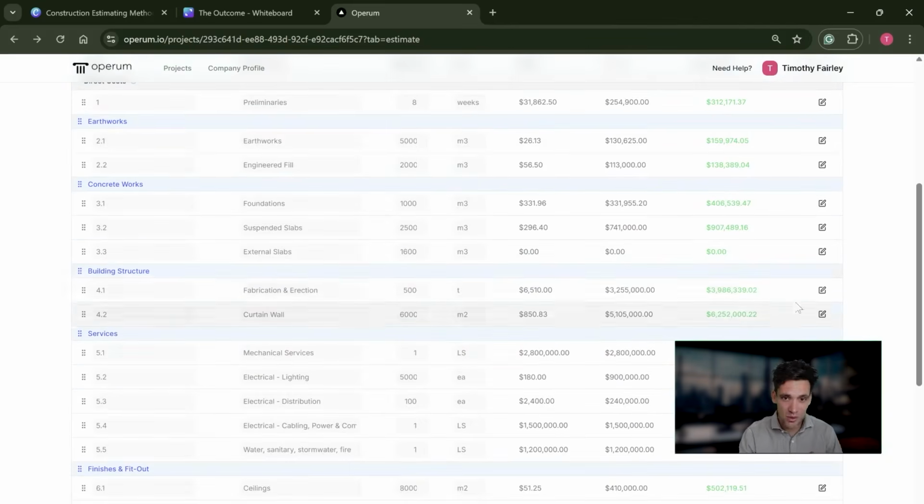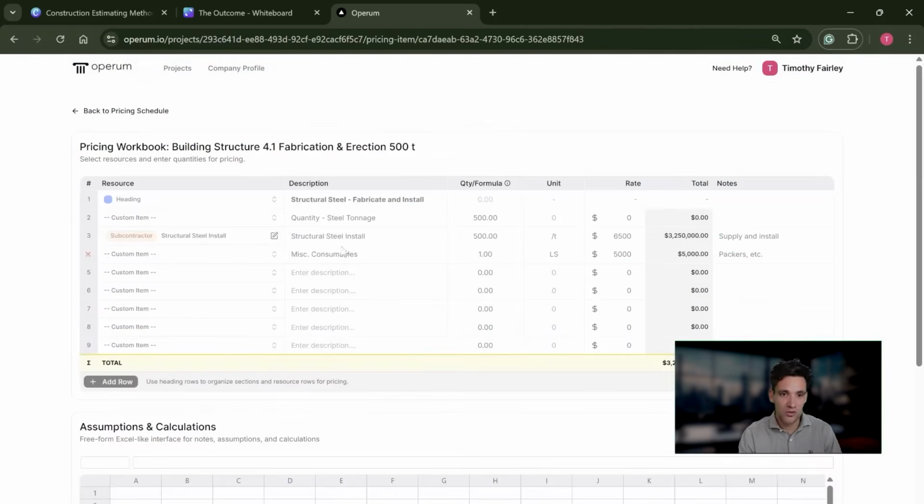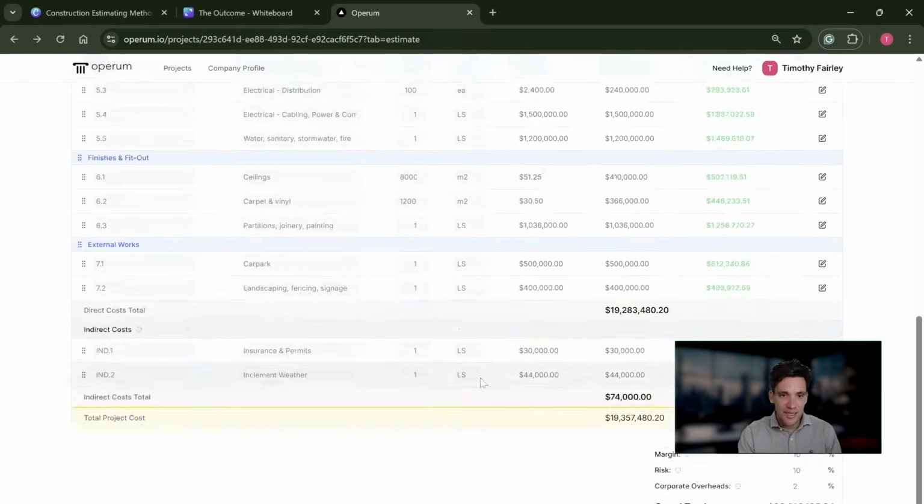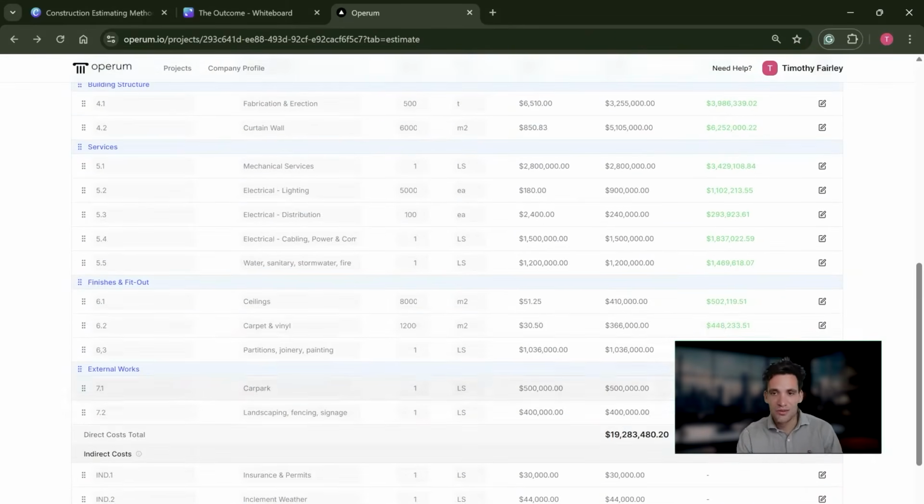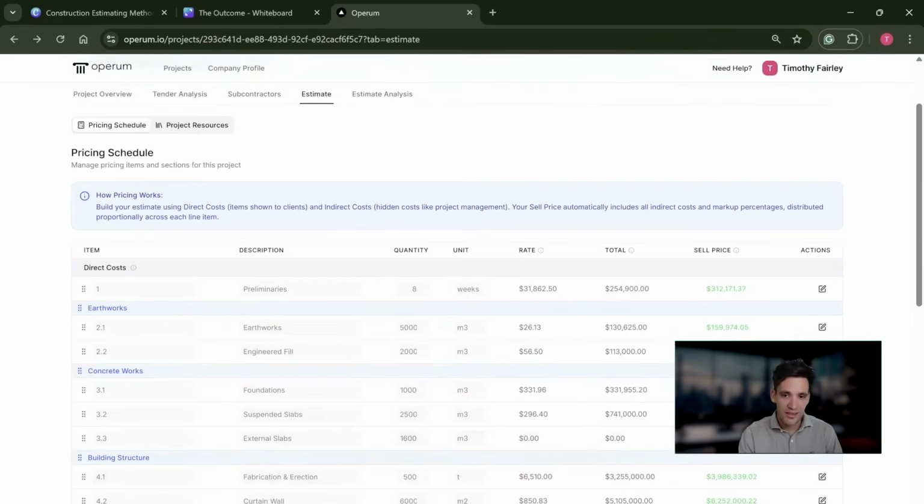If we're talking about a subcontract price, we'd have to get quotes from vendors. For example, the installation of the structural steel. We've got 500 tons at $6,500 per ton. That would be a rate provided by a subcontractor and some allowance for consumables. So when you start to get a big estimate like this, each of these individual pricing workbooks where you calculate the price does start to take a little bit more time. It is a lot more effort.